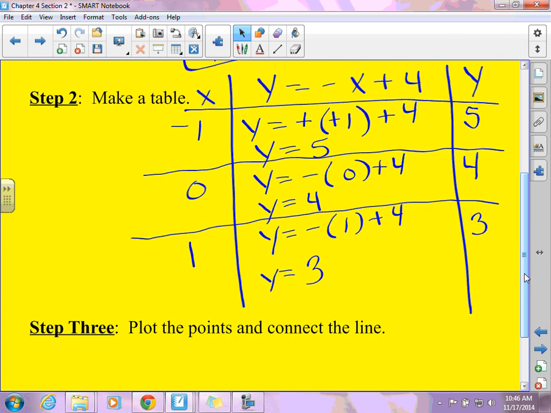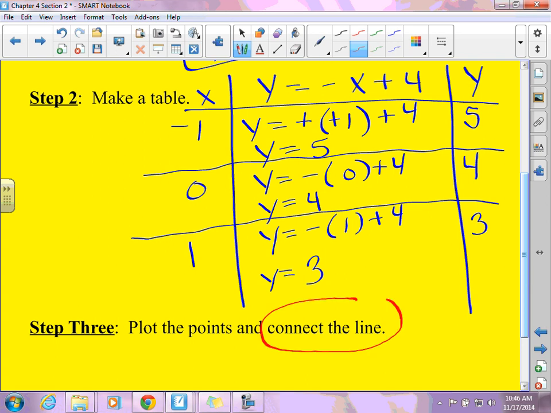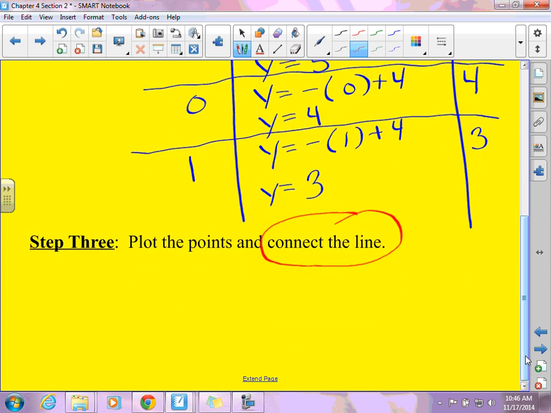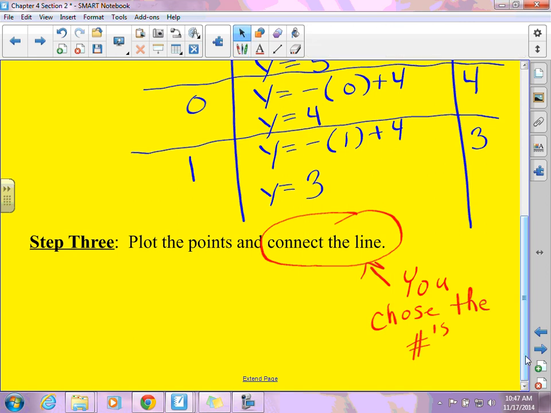So now what we're going to do is plot the points, and then you'll notice it says to connect and make the line. Do you see that? The reason why you're doing that is because you chose the numbers. Okay, when you pick out the numbers and put stuff in, you get to connect the dots. Right? They didn't tell you what the domain should be.